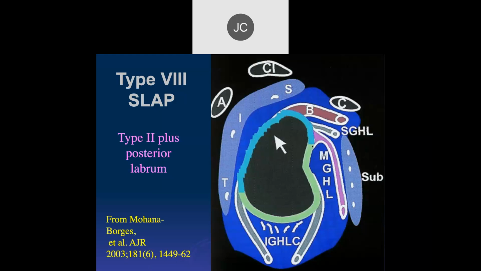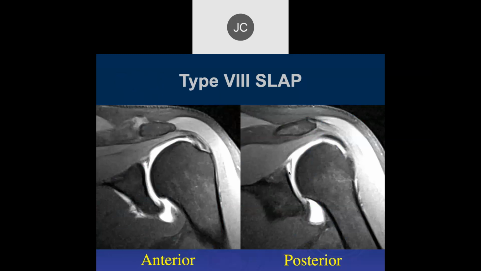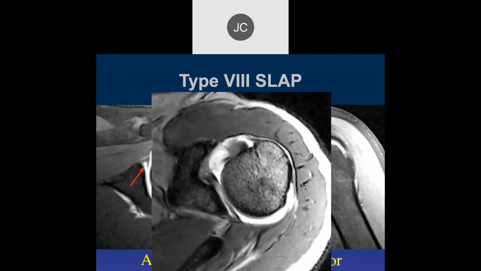designation. Type 8 are superior labral tears which extend posteriorly along the posterior labrum. Now, these aren't so rare. So it's a type 2 plus a posterior labral tear. And then here's an example of a superior labral tear here. This is now going posteriorly. Superior labral tear extending posteriorly down into the posterior labrum.